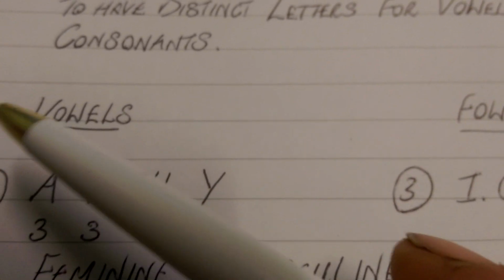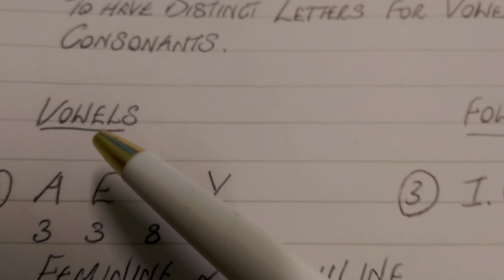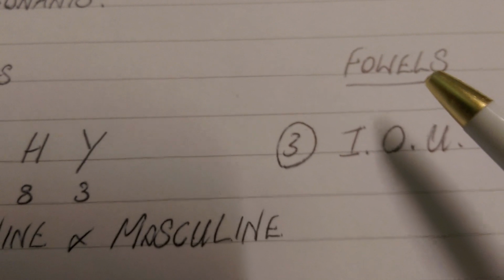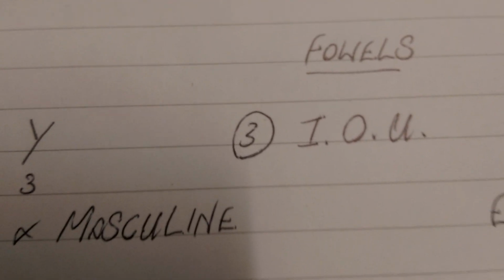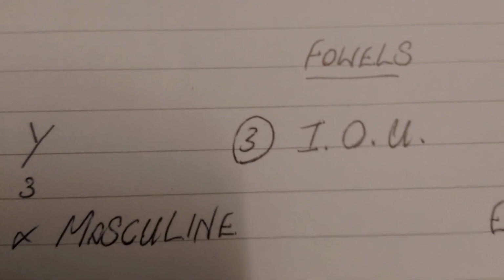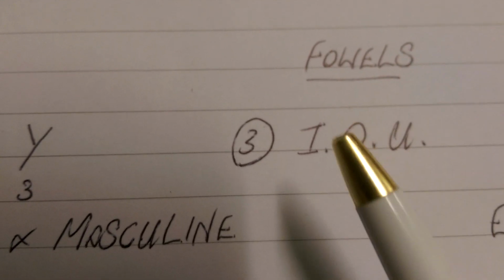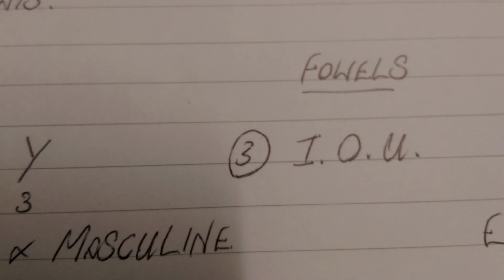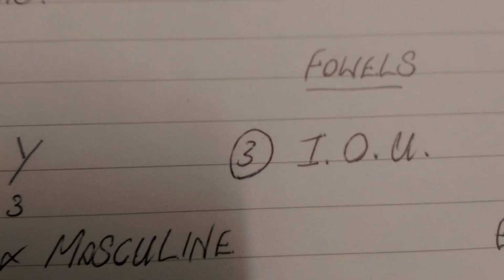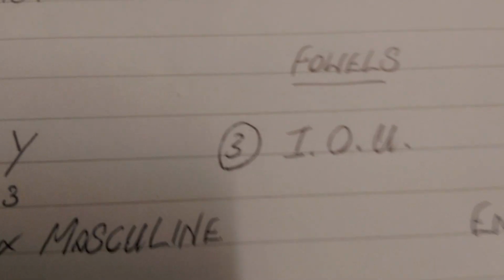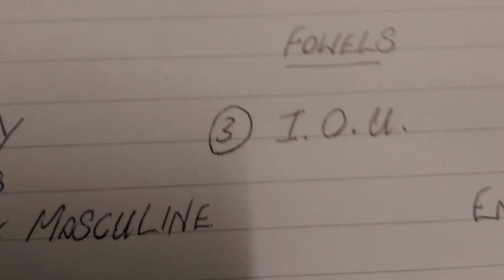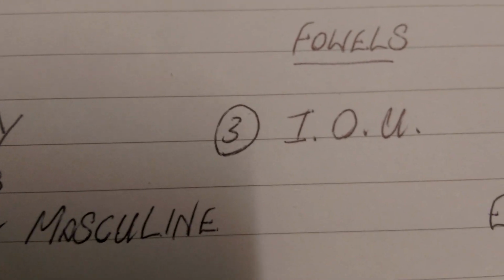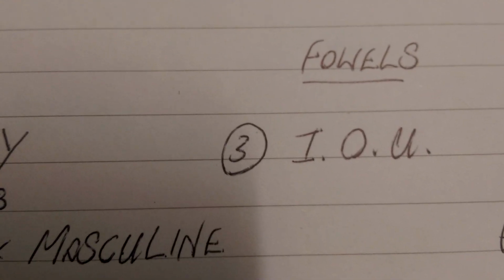So there's your vowels. Now, you also have fowls. Look what you've got here. As I said in a previous video, we are in the devil's playground. So we have got IOU, and let's face it, all this corruption in the world is funded by money and debt. This is the invisible prison bars.